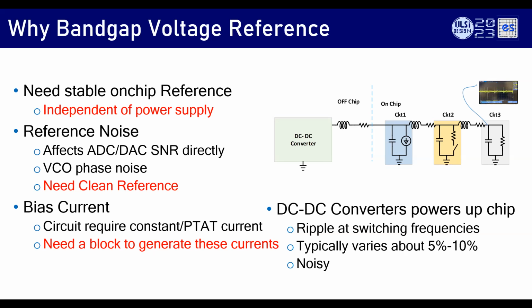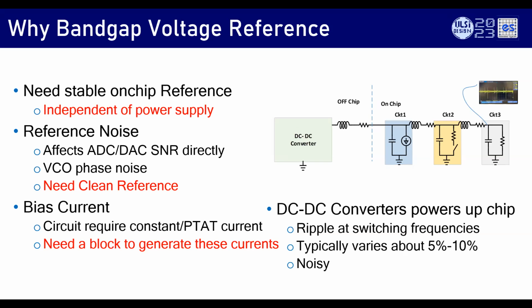So that's a need. You need to have a clean on-chip reference voltage, which is stable over temperature, which is stable over power supply, and also we are not going to draw any current from that reference. We are going to use that as a reference voltage, so it will be stable.